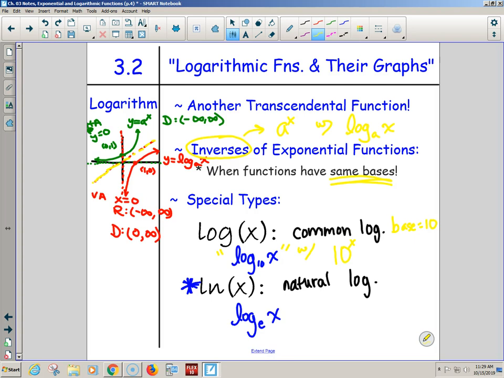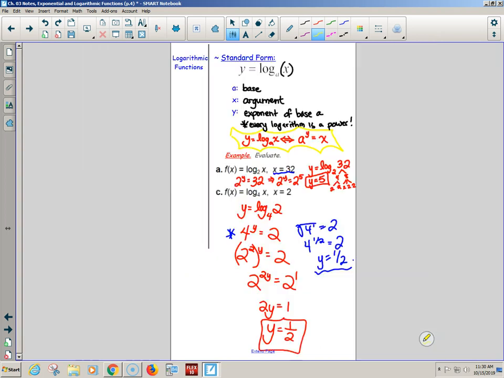What's going on down here? E. Ooh, nice. Why is it an E? Look at your calculator. What happens if you hit second ln? It's E to the power of. That's a nice little calculator telling you the answer. So ln is really just a log, and log is just a log, and logarithms are logs.